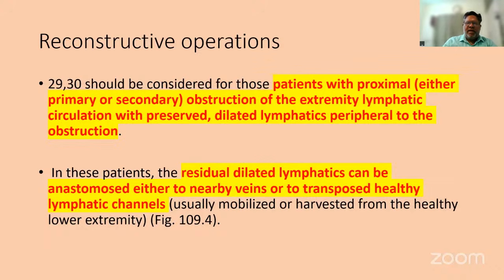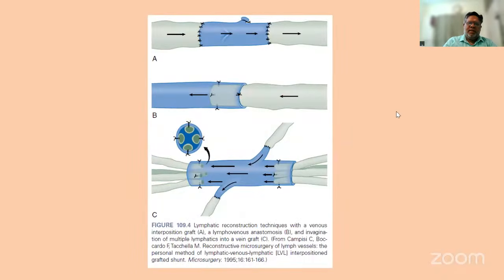In these patients, the dilated lymphatics are anastomosed to a nearby vein, which is called lymphaticovenous anastomosis or lymphaticovenous bypass, or to a transposed healthy lymphatic channel. So here you can see A, a lymphaticovenous anastomosis, in B an invagination of the lymphatics into the vein, and in C the lymphatics anastomosed to a vein graft, multiple vein grafts.